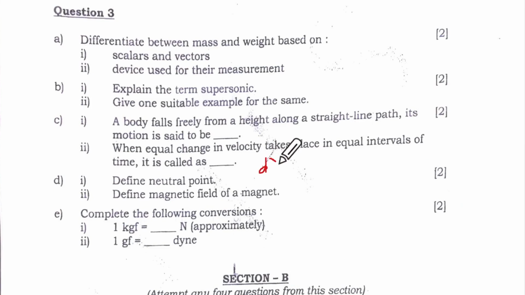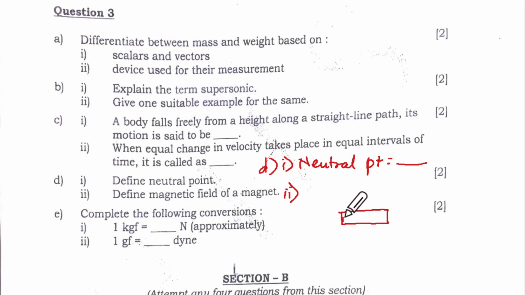We come to D. Define neutral point. Now this is learning work. You can write on your own. And then draw the magnetic field of a magnet. So show the magnetic field of a magnet. Show one magnet like this. Show this is north and this is south.